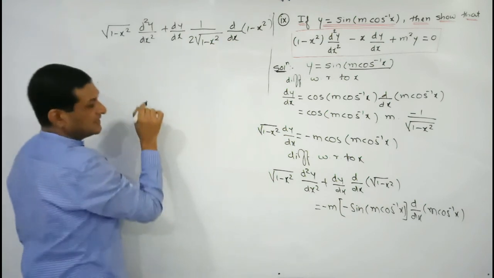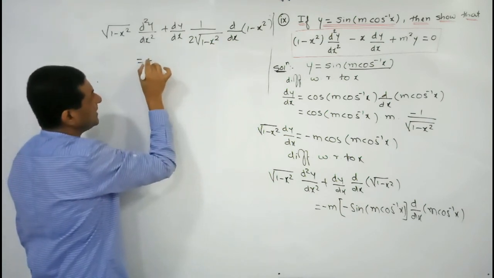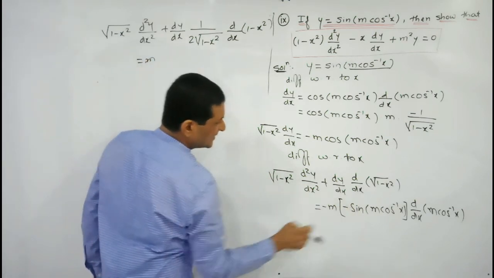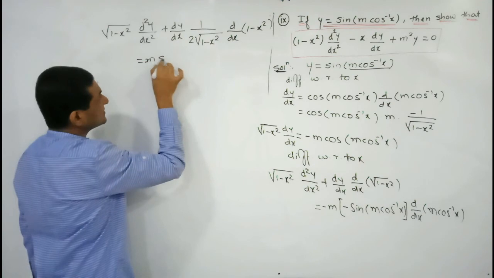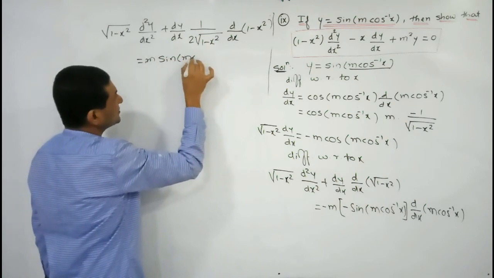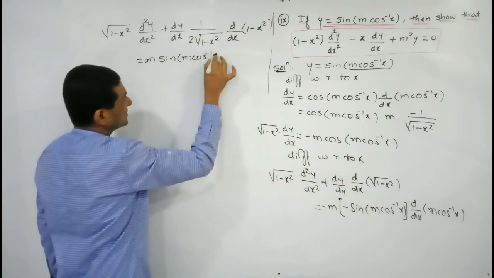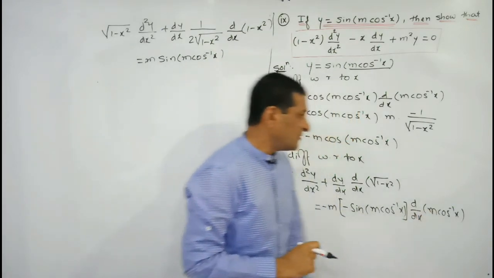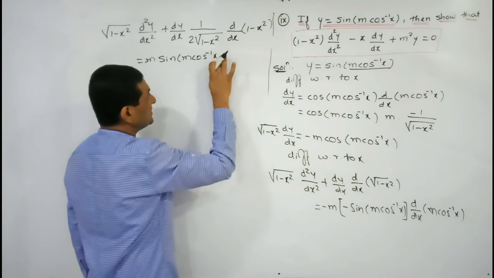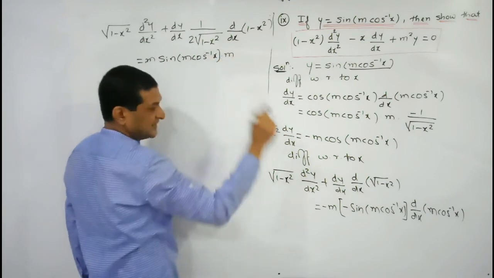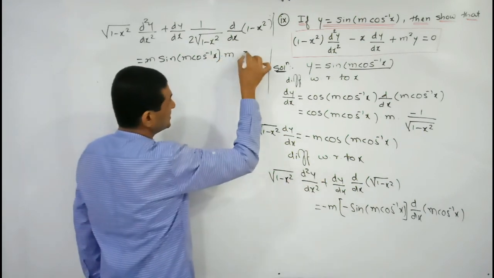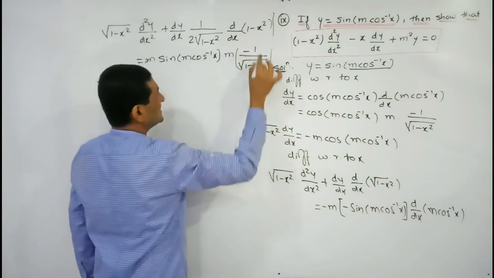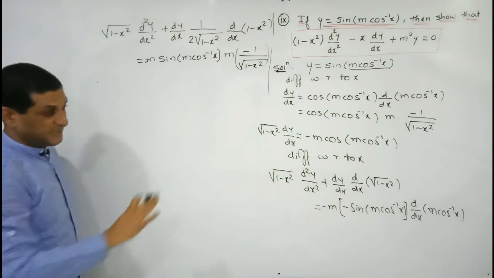On this side, minus into minus will become plus m. Again observe, minus m into minus will become plus m. Then sin(m cos⁻¹ x), keep it as it is. And lastly we are finding the differentiation of this term. Here m is a constant term, keep it as it is, and we are finding the derivative of cos⁻¹ x, which is nothing but minus 1 upon under root 1 minus x square, isn't it? So the differentiation is completed on the right hand side.